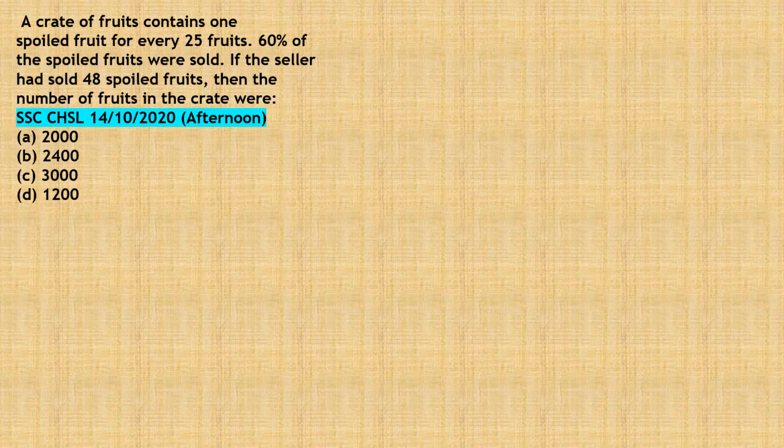A crate of fruit contains one spoiled fruit for every 25 fruits. 60% of the spoiled fruits were sold. If the seller had sold 48 spoiled fruits, then the number of fruits in the crate were? Total number of fruits we need to find. 1 by 25 are spoiled and 60% of it he sold. 60% of it, that is 6 by 10, is equal to 48. The sold fruits are 48.